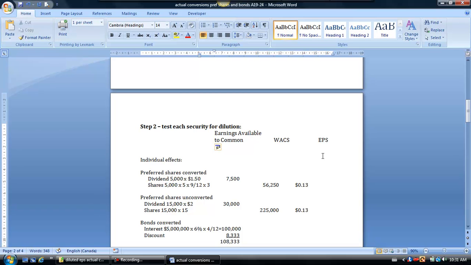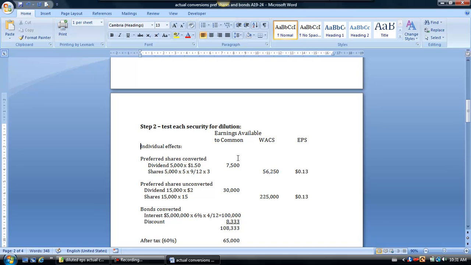All right, so now that we got our headings back in there, now let's look at the individual effects. So now, the preferred shares, we've already talked about the dividend that avoided, which would have increased the earnings available to common by $7,500. But don't forget, those 5,000 preferred shares got converted. Each of them got converted into 5 common. It gives you that in the question. It tells you that each preferred was eligible to get 5 common shares on the exchange.